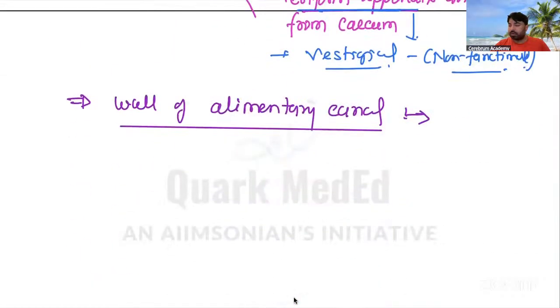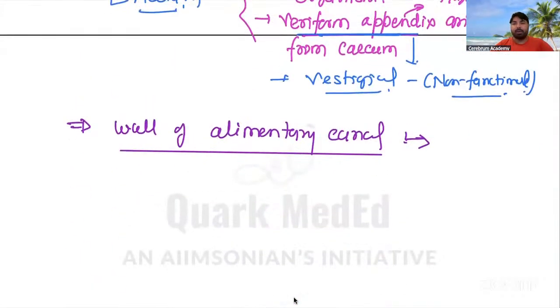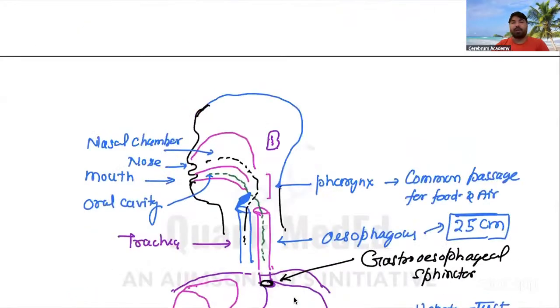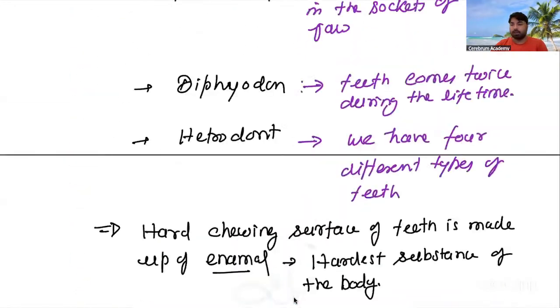Okay. So this was the last heading that we have written, Vinya. Wall of alimentary canal. Okay. So let me give them an overview so they will understand, then we will continue.